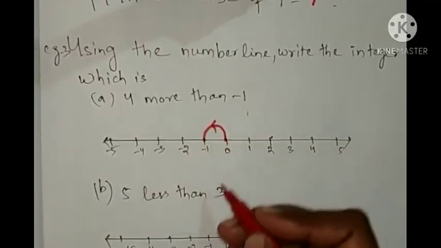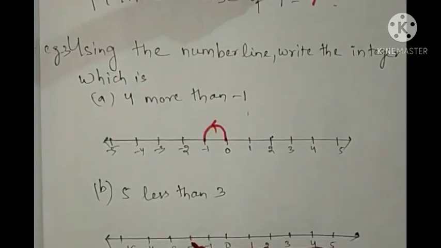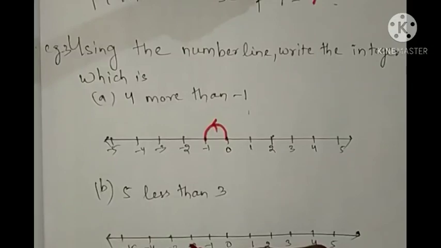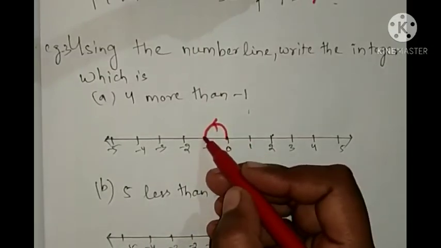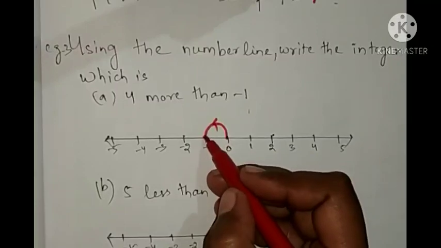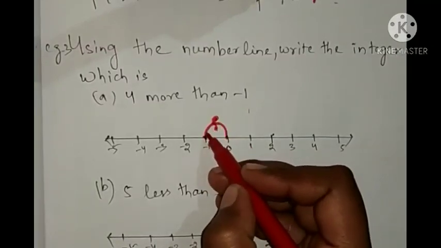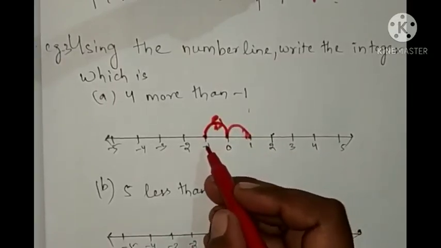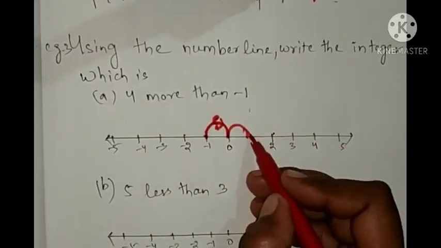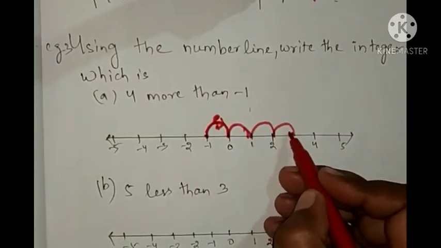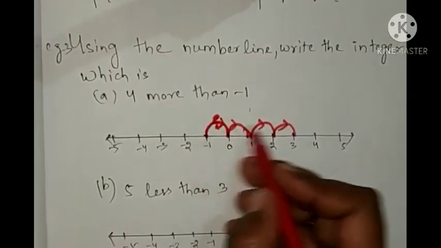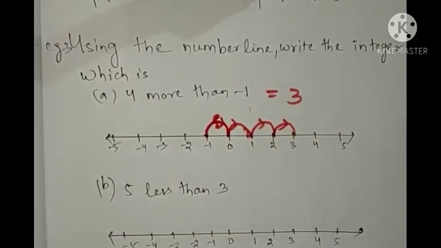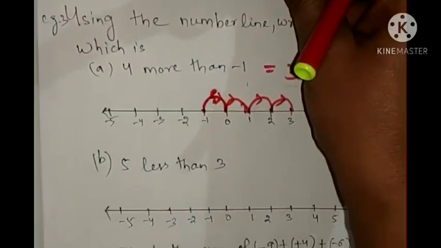First you take minus 1, then it says 4 more than minus 1. So start from minus 1 and count. 4 more means you will move towards the right. 1, 2, 3, 4. What did you get? The answer is 3. Next, look here.